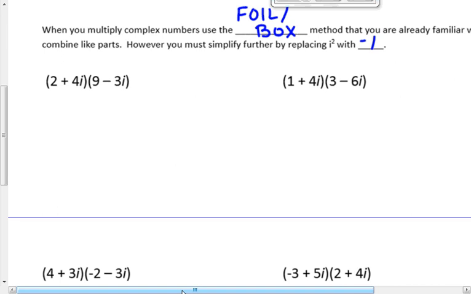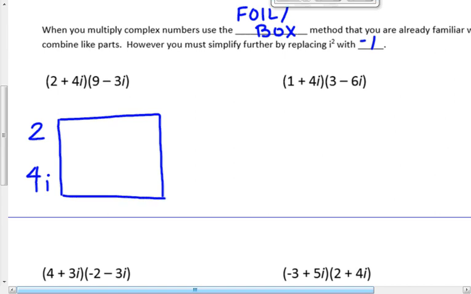When I do the box, I always put the first one down the side. It will work as well if you put it across the top, it really doesn't matter, but I always put it down the side. If you're foiling, keep in mind first, outer, inner, last. If you're not foiling, then you're doing box method with me. Now, notice how I kept the sign. That 3i was already negative, and I kept it negative. Don't change the signs. This is not going to be any kind of distribution.